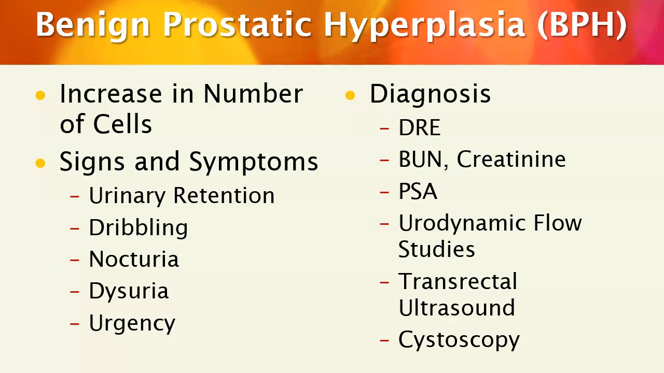This is a basic lab draw that we can do to look for any elevation, and that elevation in that PSA is going to be indicative that we have some type of prostatic issue. And so a PSA will give me an indication of, do we have BPH going on, or do we need to take it a step further and rule out prostate cancer? So the PSA is kind of a screening tool to see if we've got some type of prostate issue going on, or is it something that we need to be more concerned about, like cancer.